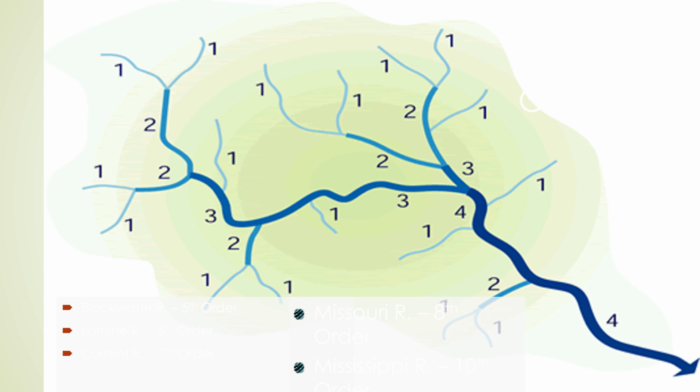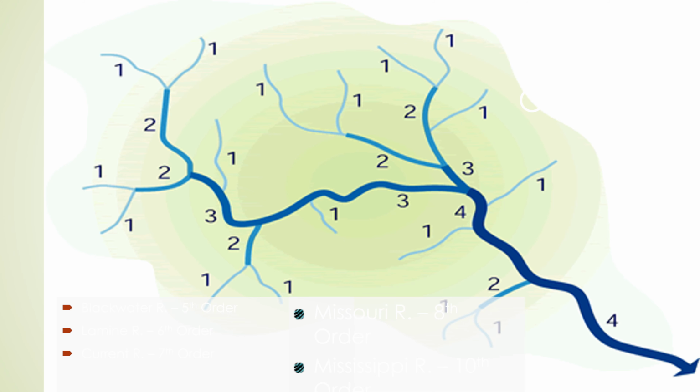Stream order is another method to measure the relative size of a stream or watershed. You might have seen the tributary to Sulphur Creek in the previous slide was labeled as a third order stream. Stream order is based on the Strahler method.